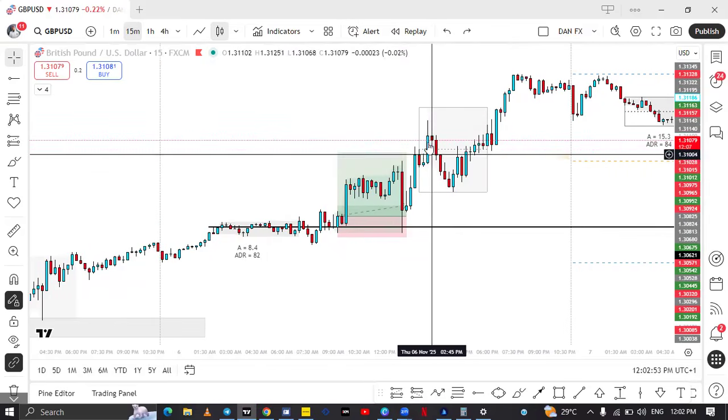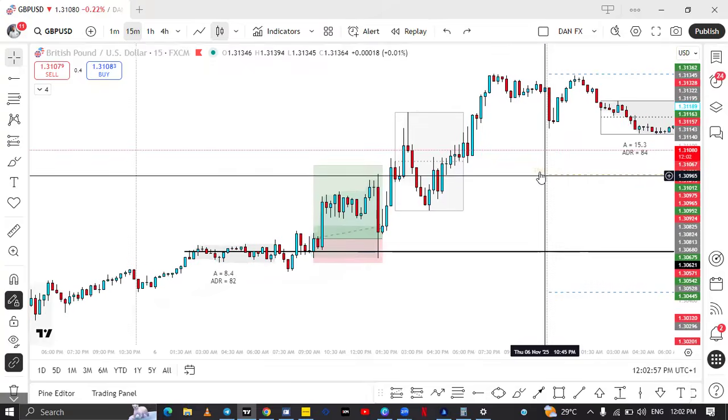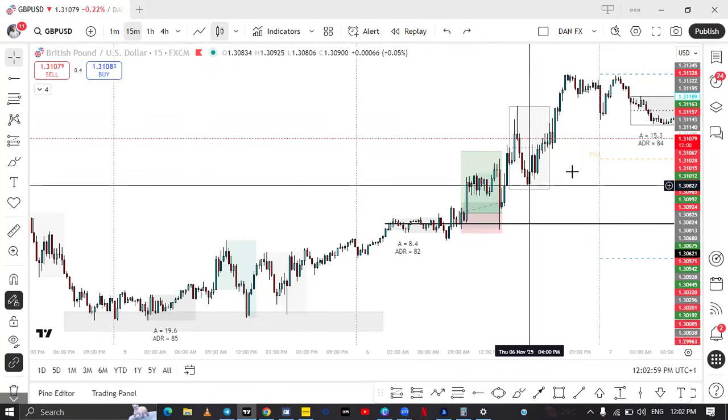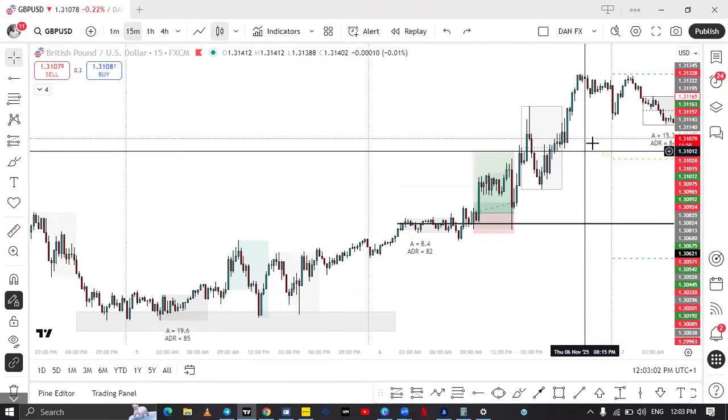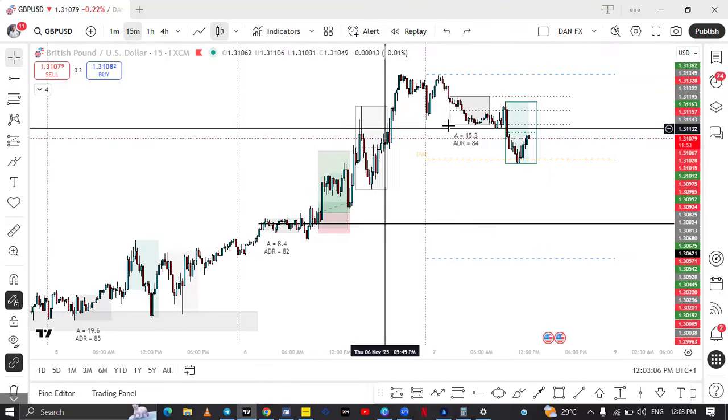Right. And then guess what? It ended up going back up for the TP. So it would have been two wins, but this one ended up being a break even, unfortunately. I wish this had hit TP before the news. That would have been good. All right, so that was the second trade.